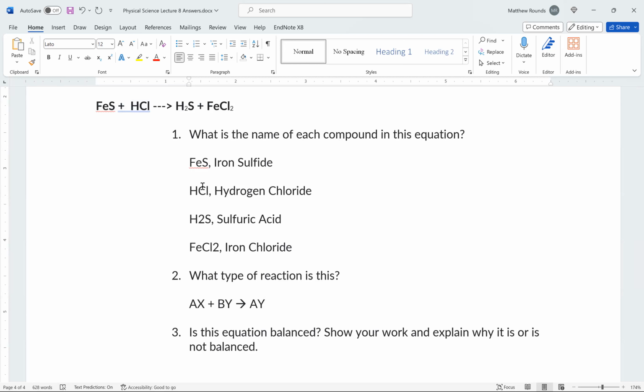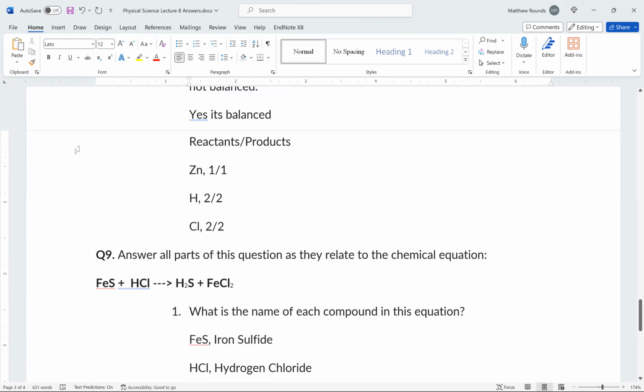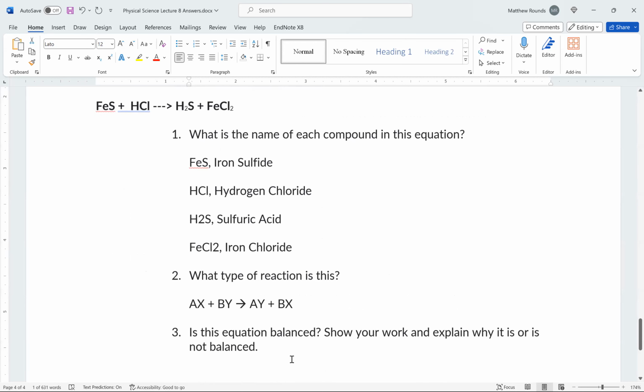All right, so this is AY produces BX. What kind of reaction is this? Oh, I know this one. But I don't remember the name. Double replacement? Is it double replacement? Yeah.